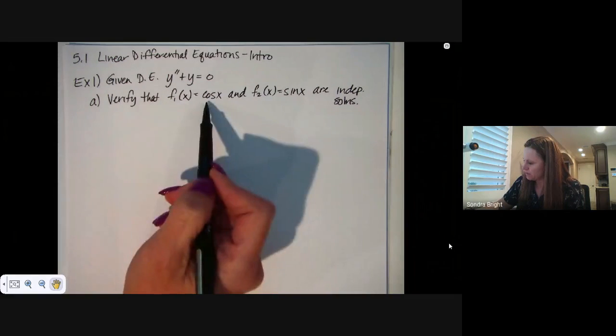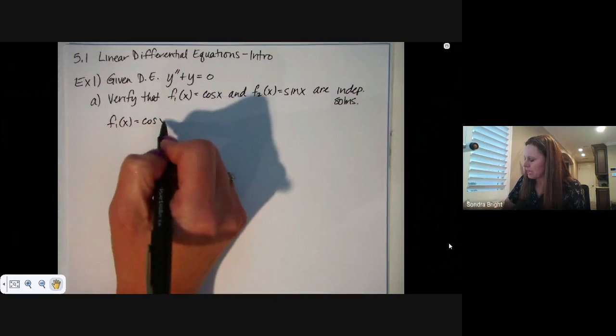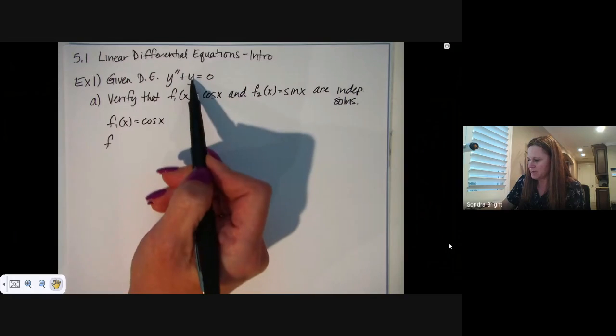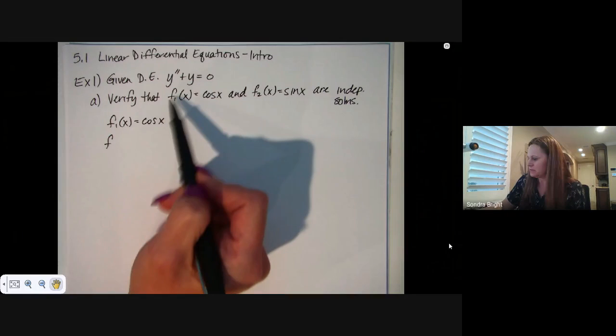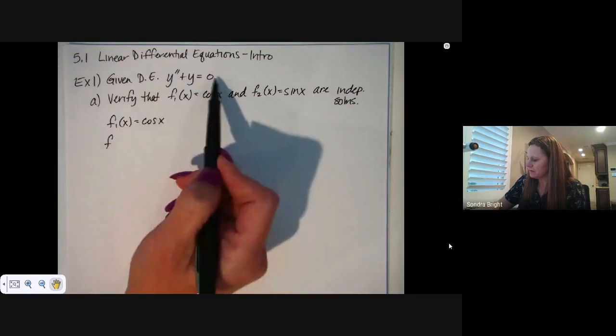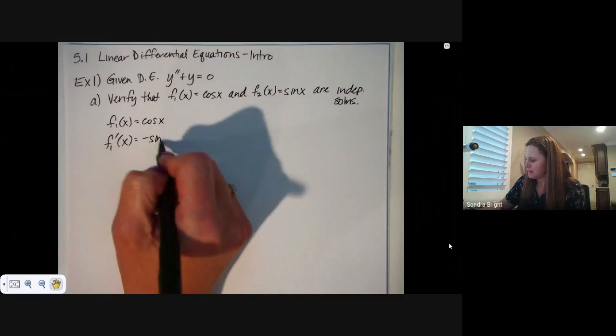So f1 of x is cosine of x. I'm going to plug f of x into y, but I need the second derivative to plug it into this equation to check it. So take the first derivative. The derivative of cosine is negative sine. Take the second derivative.